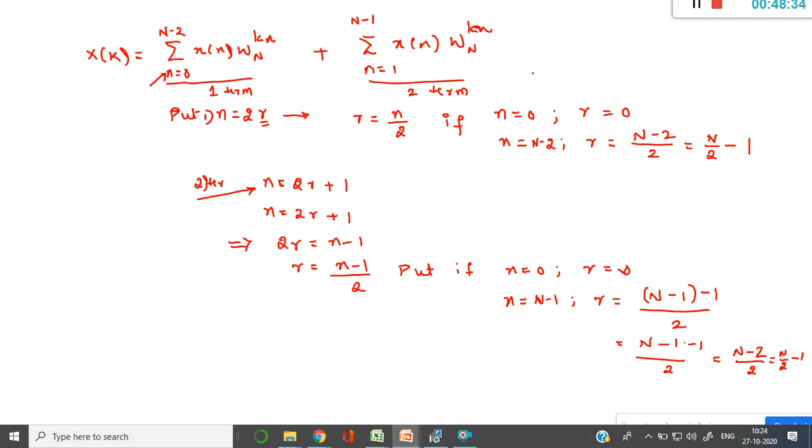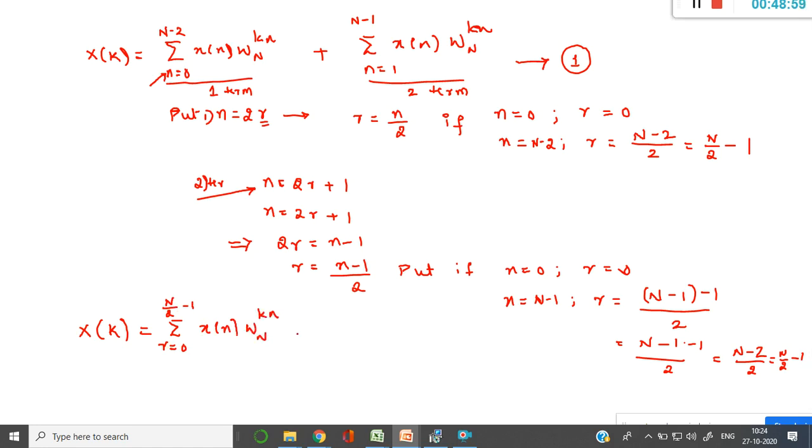So therefore this equation, let me call this equation number 1. Equation number 1 can be rearranged in such a way that summation r equal to 0 to N by 2 minus 1. I change the limits, that's it. Make sure that the limits of both the terms, odd sequence and even sequence, remain the same.